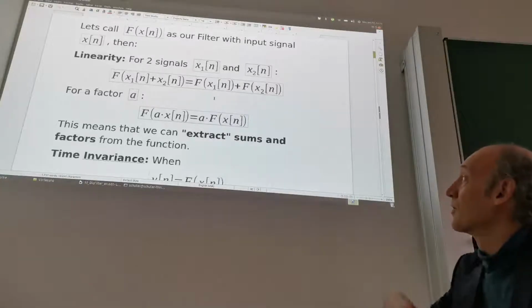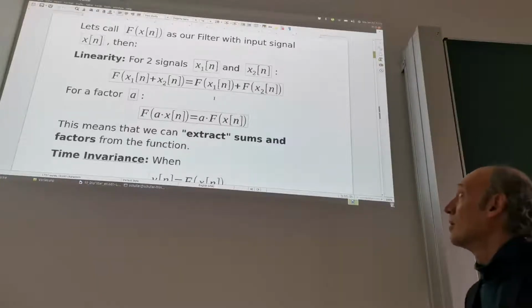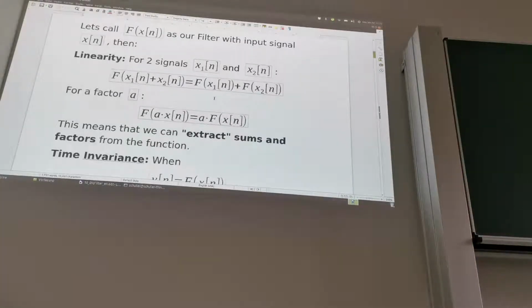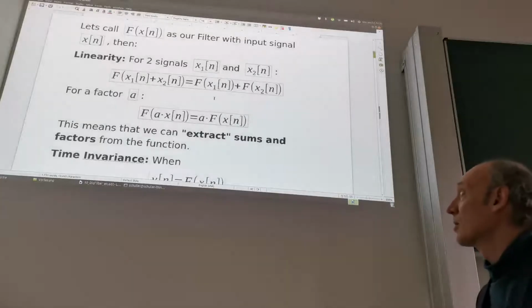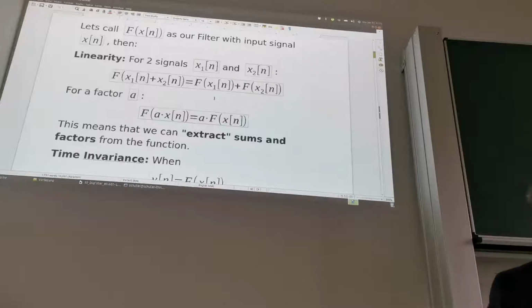And for instance, in our AM example, if we have x1 as our signal and x2 as noise, then we can write it as applying this function, this low-pass filtering, first to the pure signal and then separately to the noise, and then add the low-pass noise to the low-pass signal. So that's convenient for reformulations, because here we can basically extract sums and hence also factors from the function.